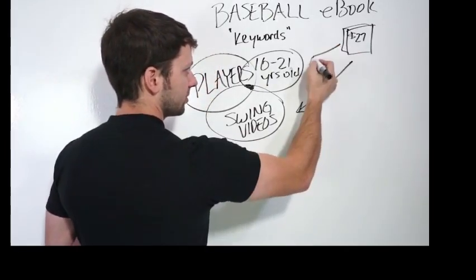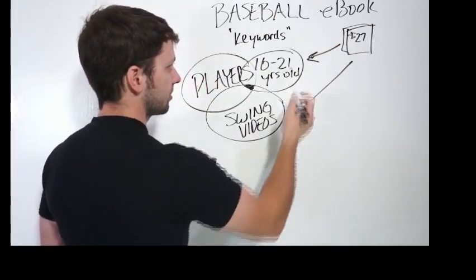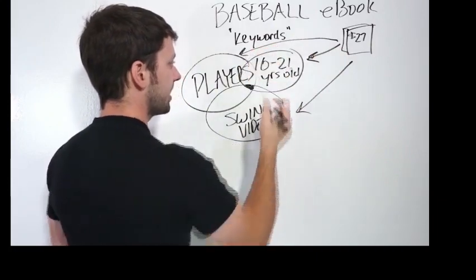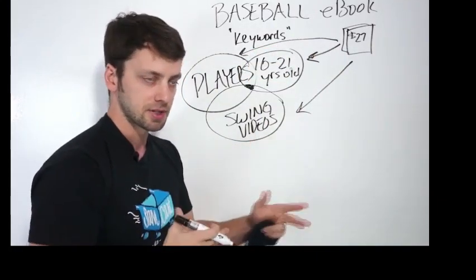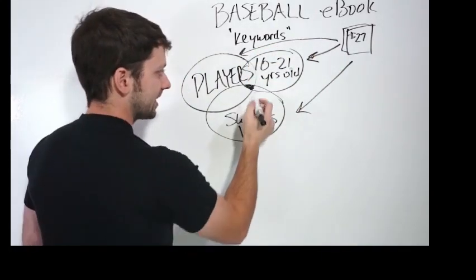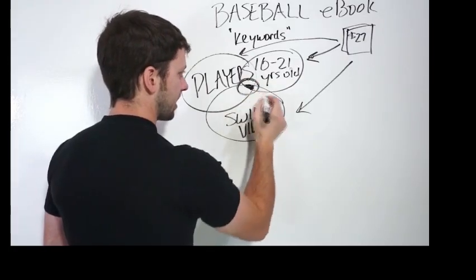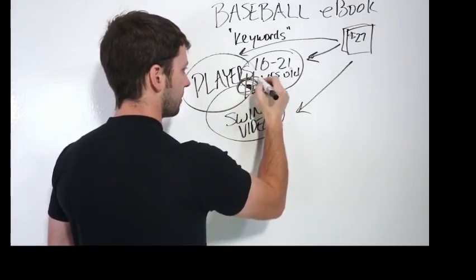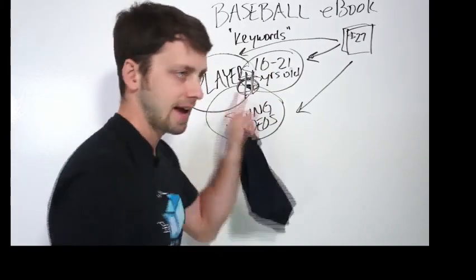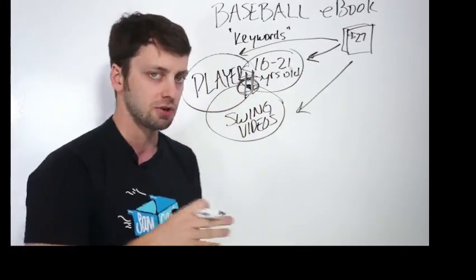My course appeals to 16 to 21-year-olds. It appeals to baseball players who like swing videos. And this is just a random example, but it's this little sweet spot that's where all the money is made, in that little sweet spot. And that's what I want to show you how to find.